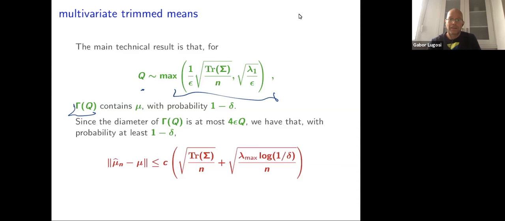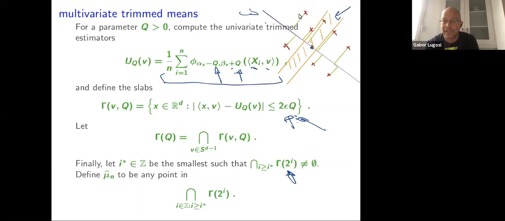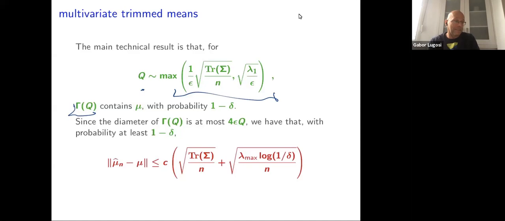And now the diameter of gamma Q is at most 4 εq, right? That's, you see, the width of the slab. So in each direction, the width is 2 εq. So the diameter of this set is εq. So if mu is in this set, then the estimator is at most this distance to the mean, and that is exactly of the sub-Gaussian form.